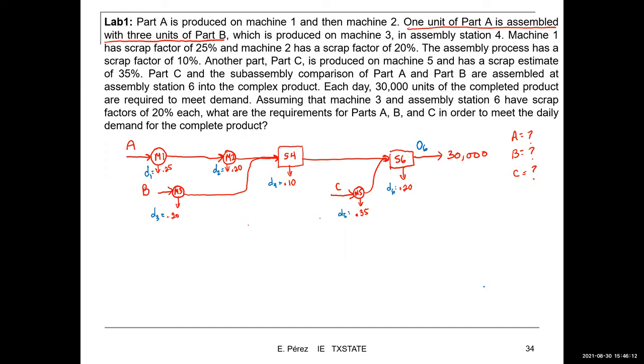So the things that I mark in blue are the ones that you know. O6, calling all O6 because it's the output for station 6. And then you have D1, D2, D3 up to D6. Then using that information, you can work backwards to get the input for each one of the stations, until you get to the input for A, the input for B, and the input for C.